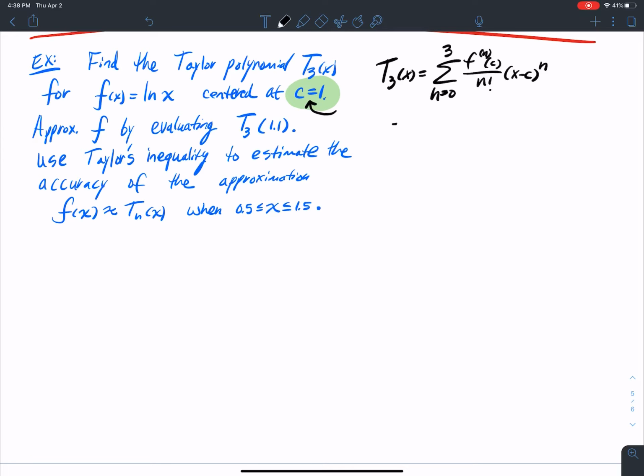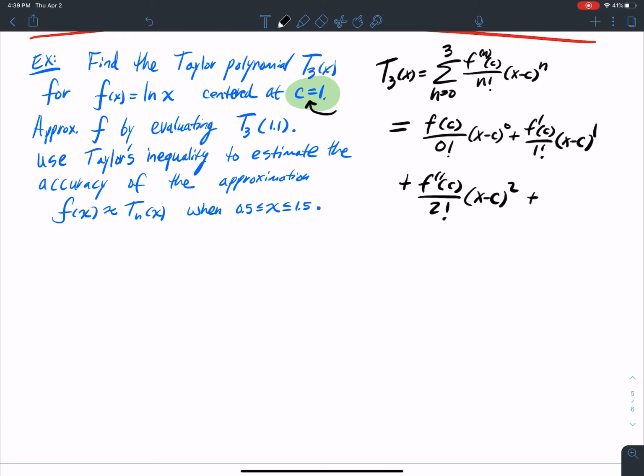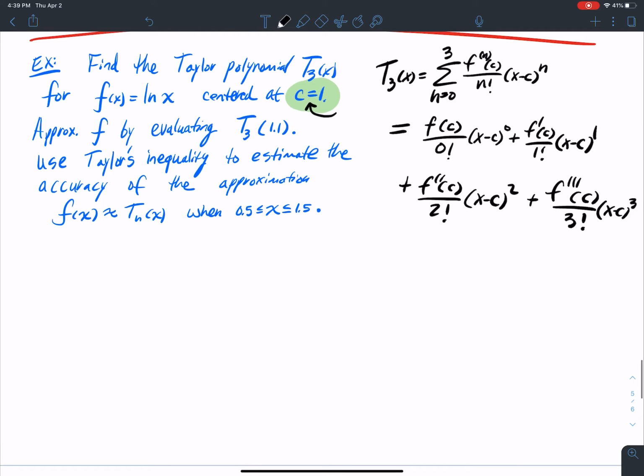So what is this going to be? The zero derivative is just the function over 0 factorial times x minus c to the 0. And then I have f prime evaluated at c over 1 factorial times x minus c to the 1, plus f double prime evaluated at c over 2 factorial times x minus c to the 2, plus f triple prime of c over 3 factorial times x minus c to the 3. That's my T3.